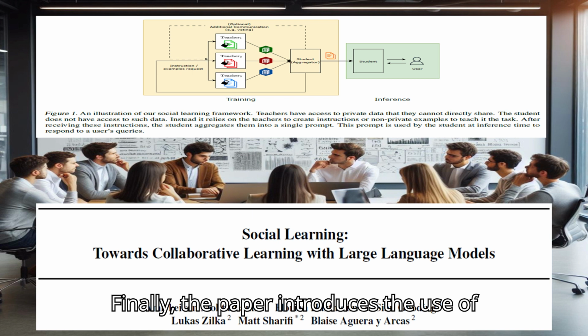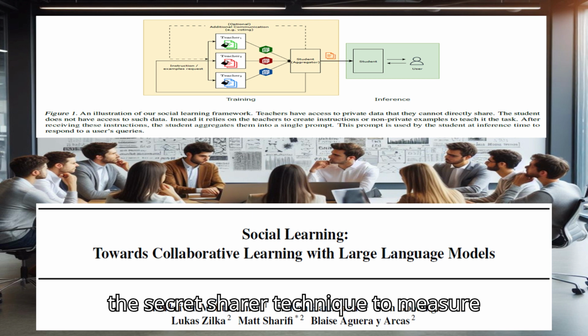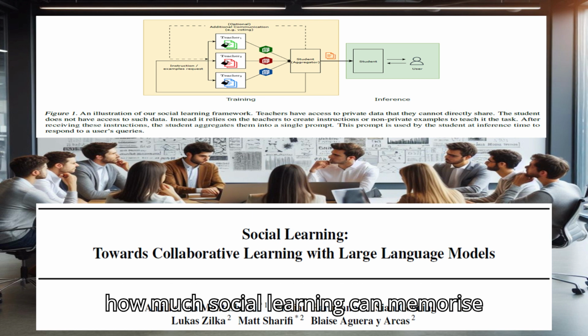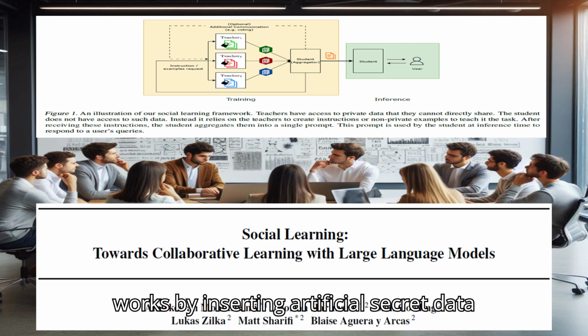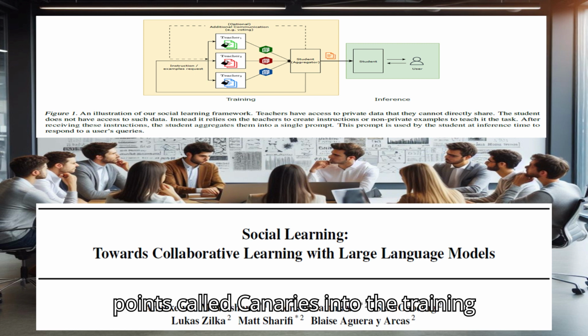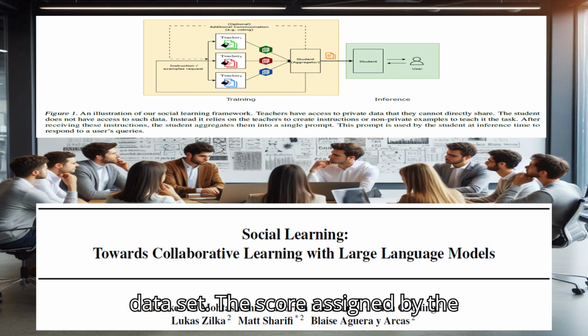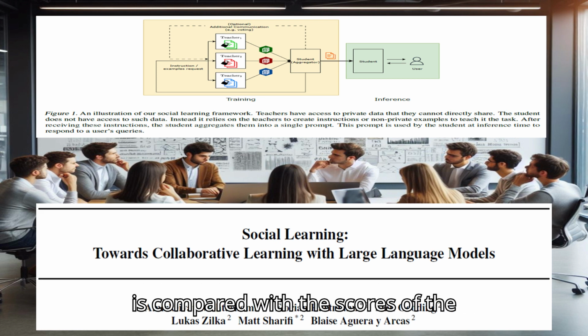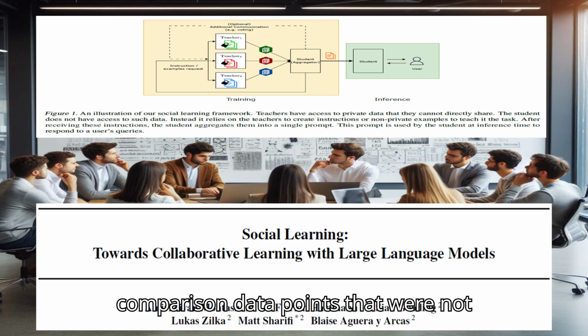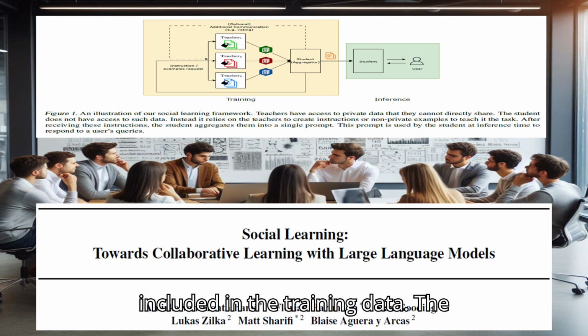Finally, the paper introduces the use of the secret sharer technique to measure how much social learning can memorize sensitive information included in the private examples. This technique works by inserting artificial secret data points, called canaries, into the training data set. The score assigned by the model to the canary included in the data is compared with the scores of the comparison data points that were not included in the training data.